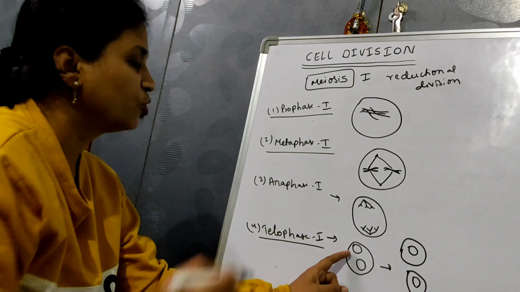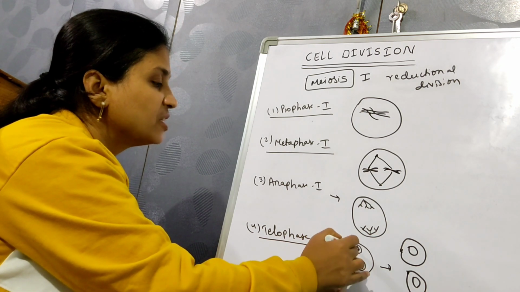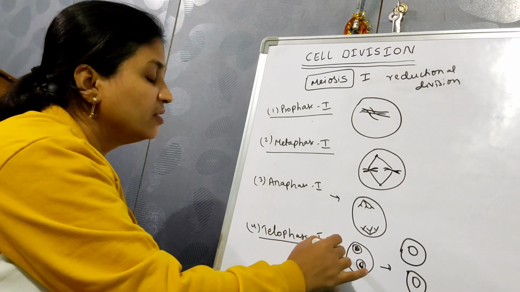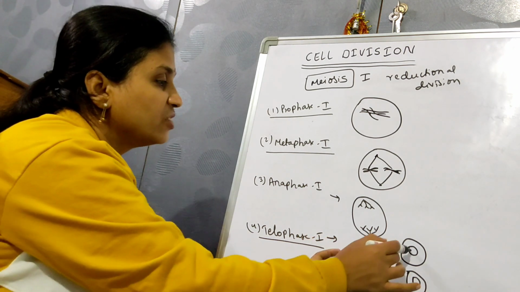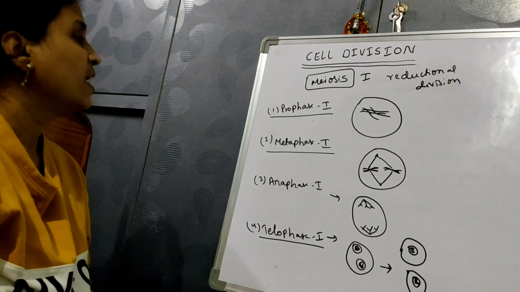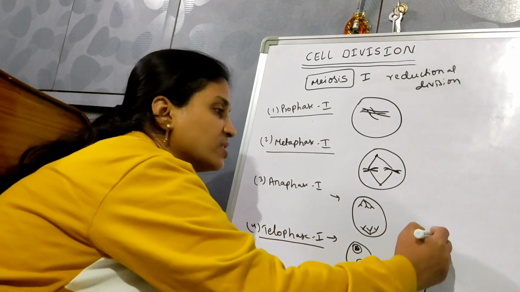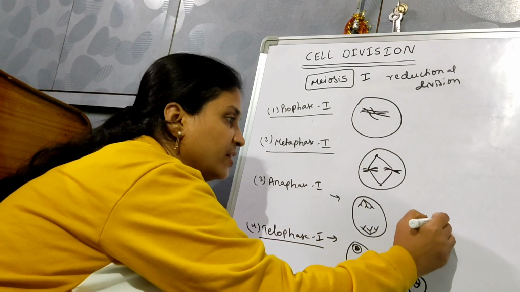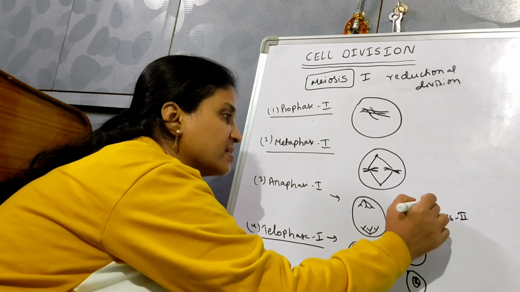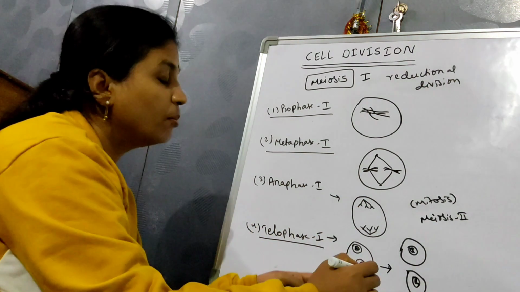So the cluster of the chromosomes is formed. The nuclear envelope develops, the Golgi complex and nucleolus are going to develop, and after that, the cytokinesis takes place, resulting in the formation of two daughter cells. Now, these two daughter cells are going to enter into meiosis 2. This meiosis 2 is same as that of mitosis.